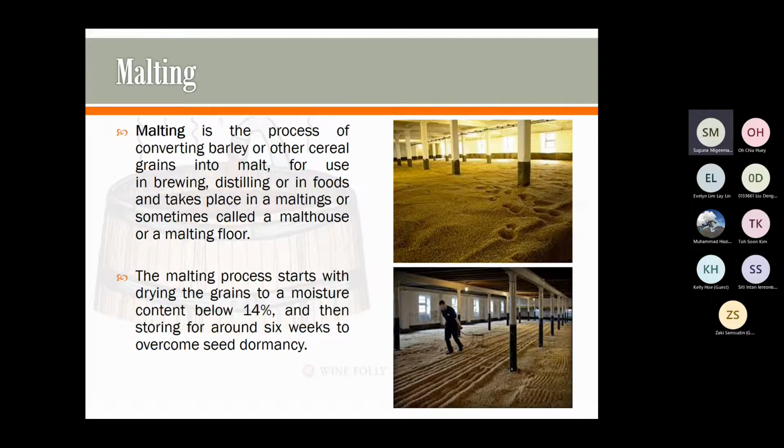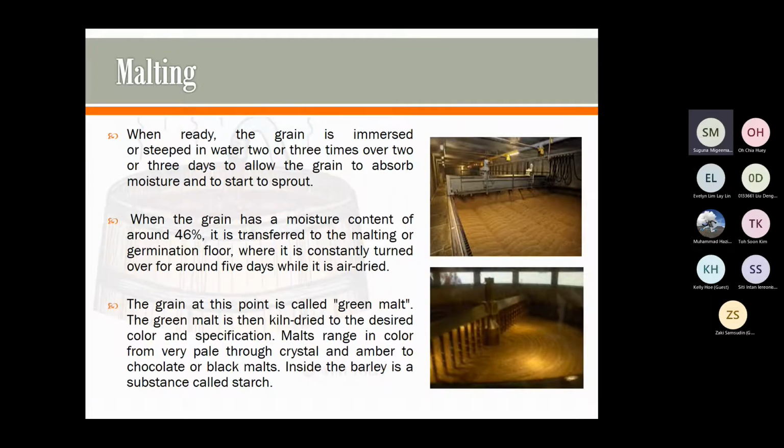And the malting process starts with drying the grain first. You take the grain and then you dry it first until the moisture content comes down to 14 percent. And then they will store it for 6 weeks to overcome some dormancy. Okay. And from there, when it is ready, then only they will take it and immerse it in water 2 to 3 times over 2 to 3 days. This process is important to let the grain absorb the moisture, okay, and they will start to sprout.